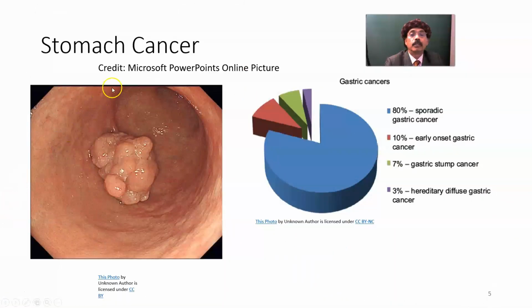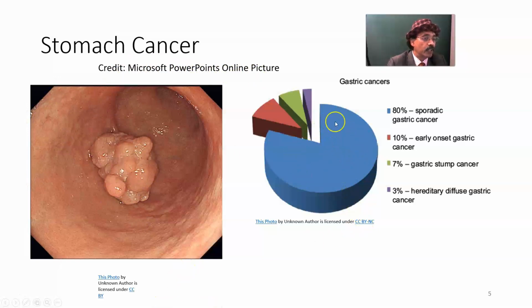Now here is the endoscopic picture of the stomach cancer. It looks like a cauliflower or polypoid, or it may convert into cancer from the polyp, gastric polyp. So it is sometimes called polypoid, cauliflower-like, or fungating mass here. That is the cancer here in the square picture. This I have taken from Microsoft PowerPoint online pictures.